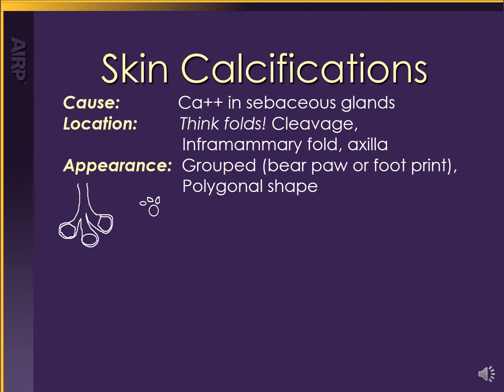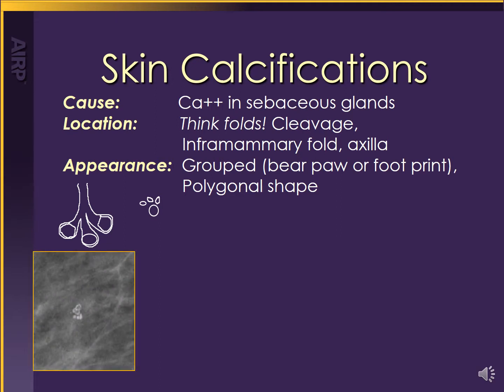Let's start with skin calcifications. These occur in sebaceous glands and are most common in the folds. So cleavage, inframammary fold, as well as the periareolar region. Because they're in sebaceous glands, they're going to typically be grouped. They will be lucent-centered or round. I like this one because it looks like a little footprint.